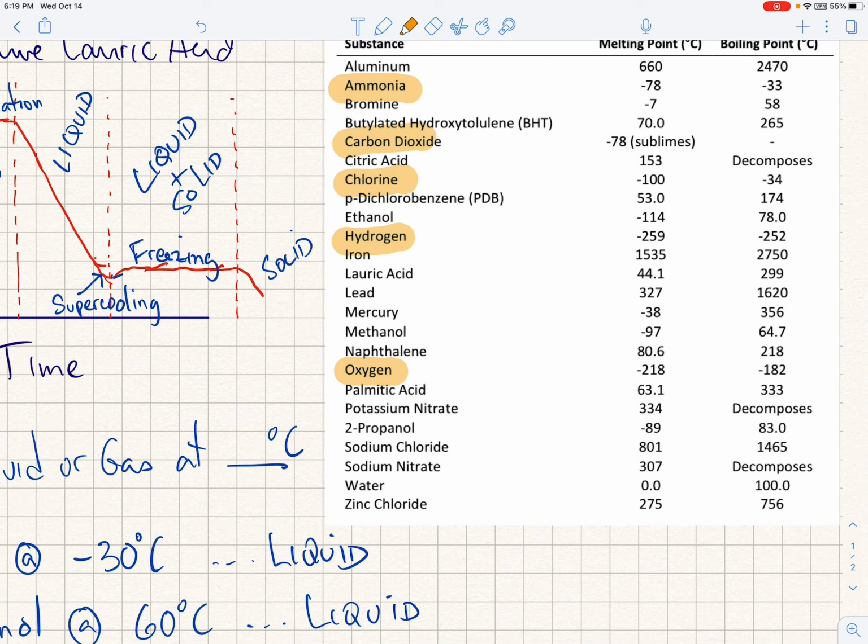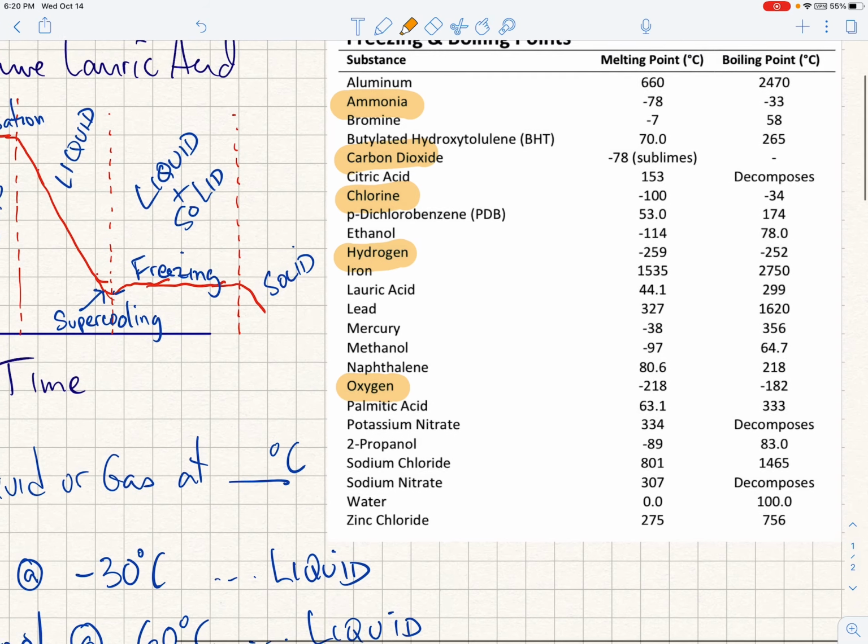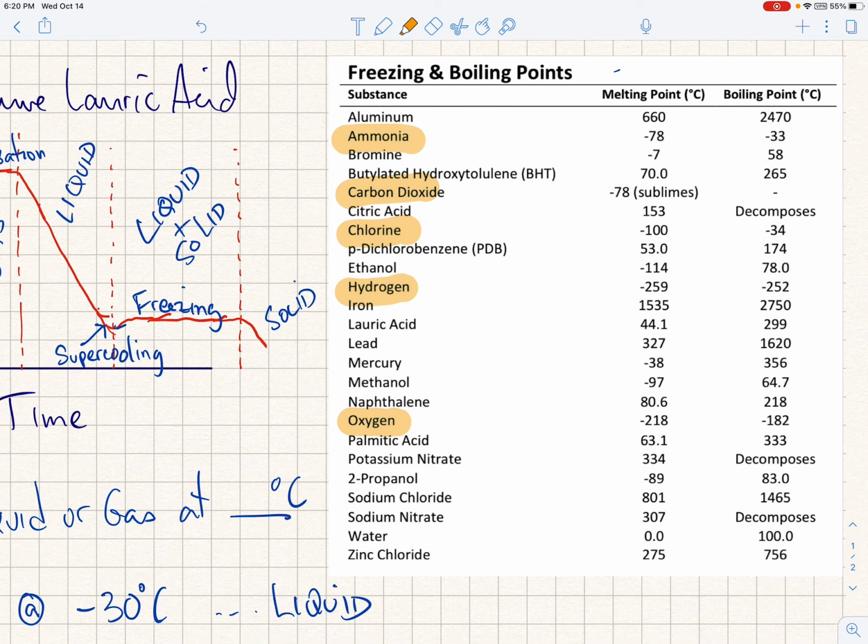Things that say decompose, just a quick note about that. Take citric acid, for example, or potassium nitrate, or sodium nitrate. If you started with a solid for any of those three substances and heated it up to their melting points, they would turn to liquid. But as you keep heating up the liquid, instead of boiling at some high temperature, the chemical starts to decompose before it boils. So they don't have boiling points. They simply decompose in a chemical reaction into other things. So they melt, but they don't boil. That's why there's no numbers, and they just say decomposes.